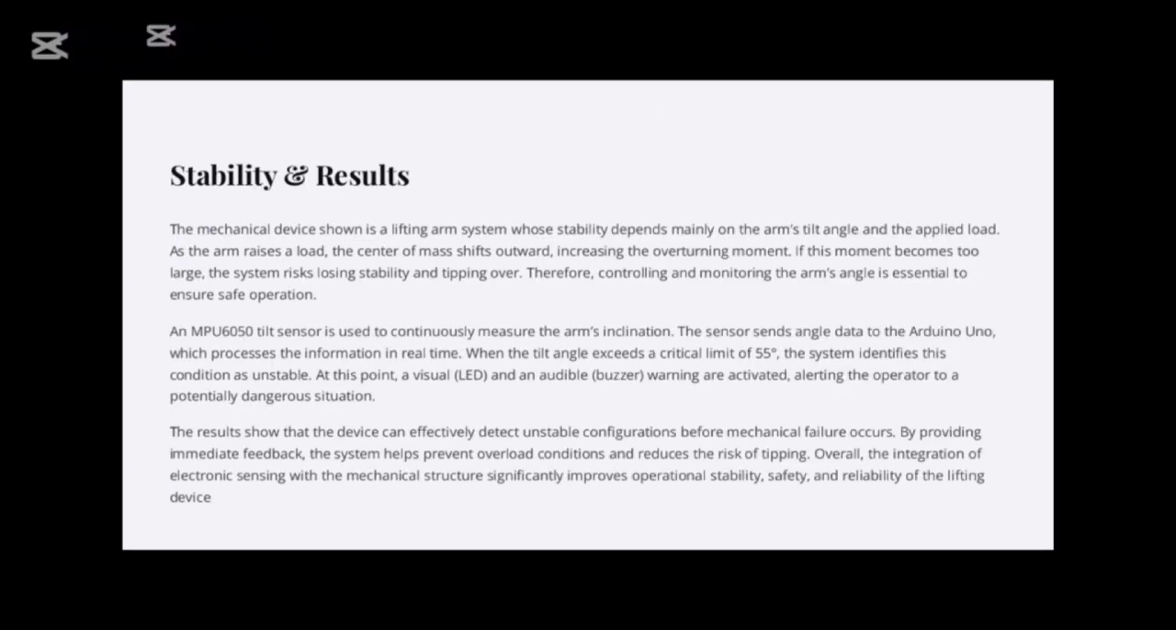This slide shows the stability result of the lifting arm system. System stability depends on the arm's tilt angle and applied load. As the arm is raised or loaded, the center of mass shifts outward, increasing the risk of tipping. The system can detect unstable conditions early, preventing tipping and overload. Combining electronic sensing with the mechanical structure improves operational stability, safety, and reliability.